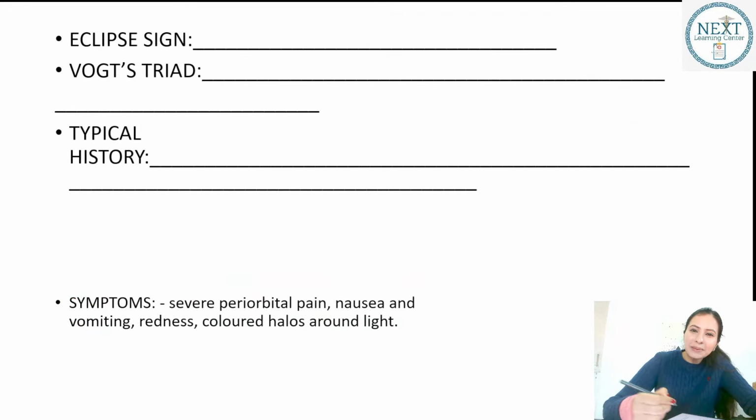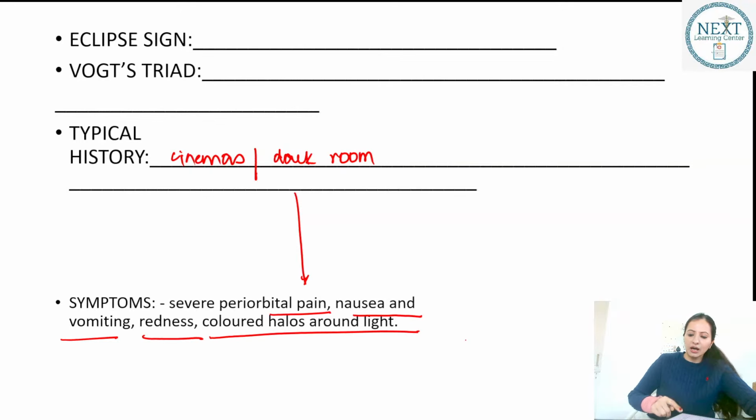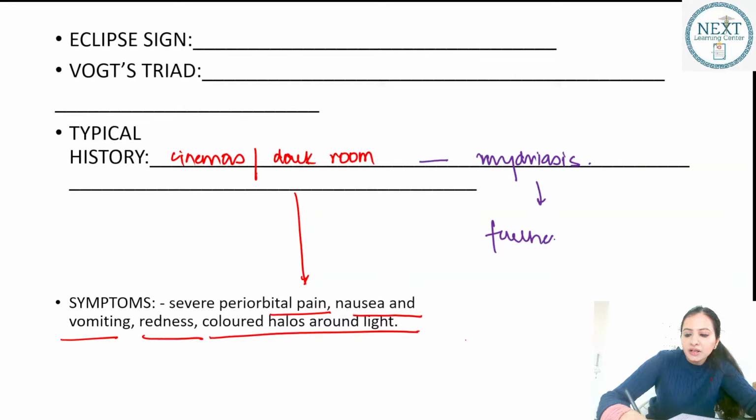So, what is the typical history given by the patient? The patient gives a history that whenever she goes to the cinema or a dark room, she starts to develop severe periorbital pain, nausea, vomiting, redness, and colored halos around the light. What happens is that whenever the patient goes to the cinema or a dark room, there is mydriasis, or dilatation of the pupil. What will it lead to? It will lead to further closure of the anterior chamber angle.